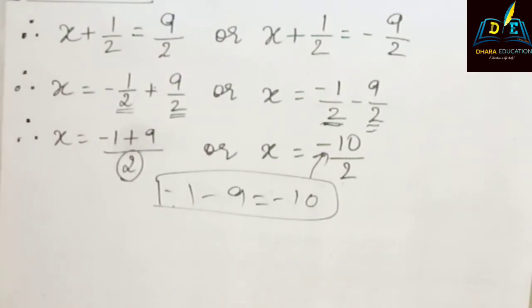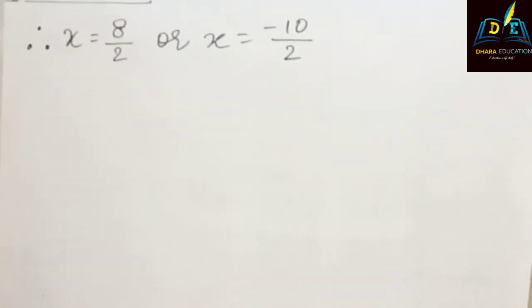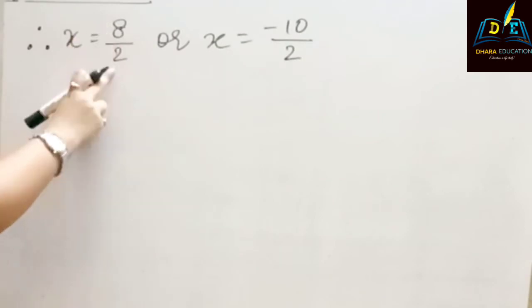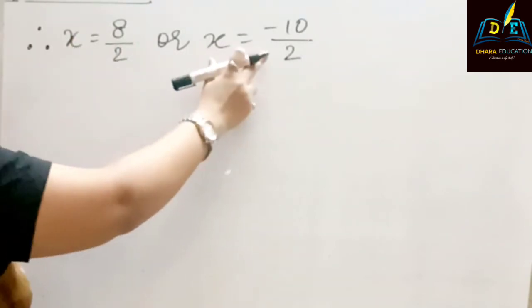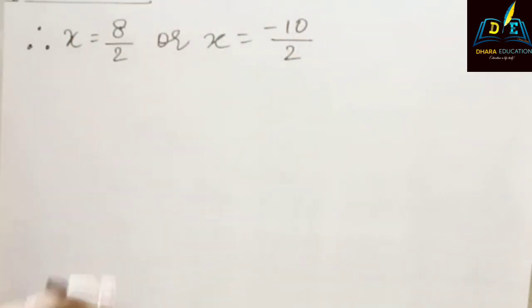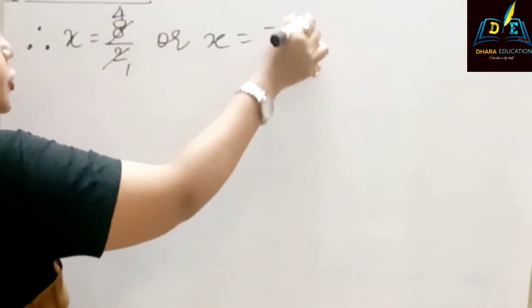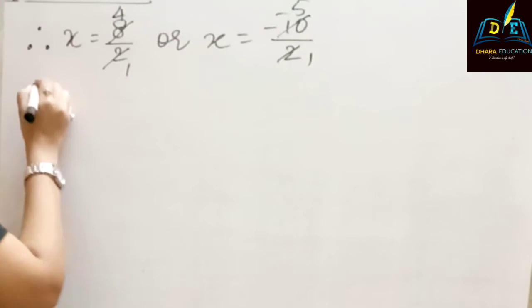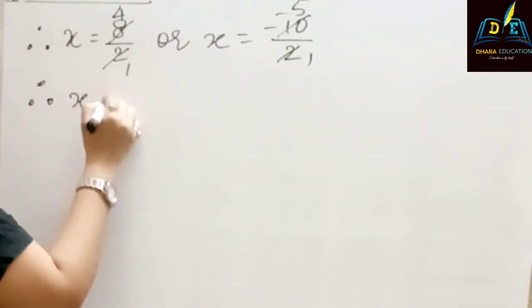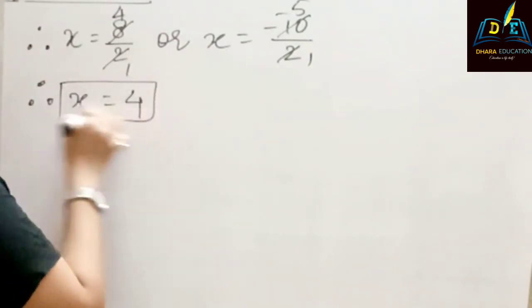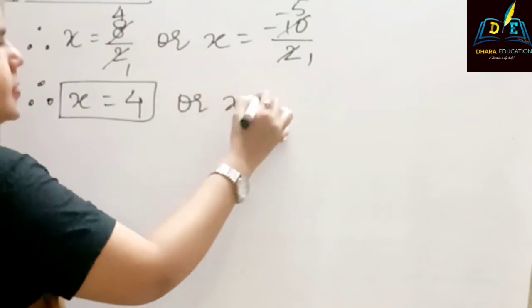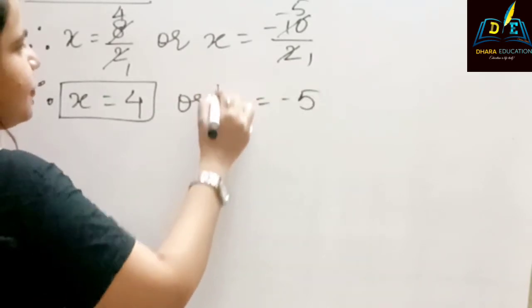Am I clear? So now students, I have written x is equal to 8 upon 2 or x is equal to minus 10 upon 2. Now by taking out the division method, we are getting what? x is equal to 4 or x is equal to minus 5.